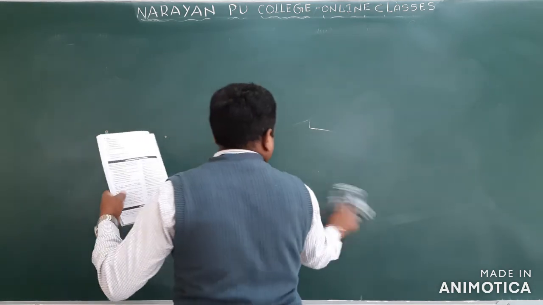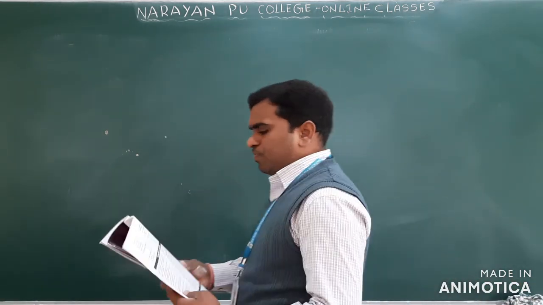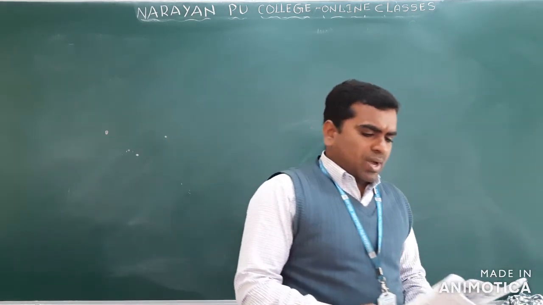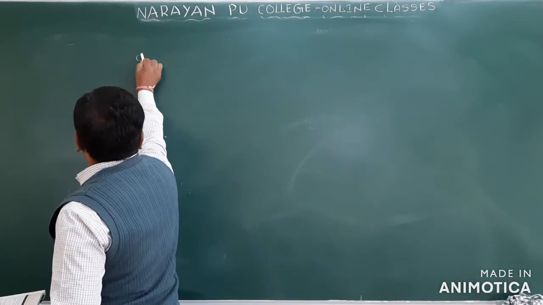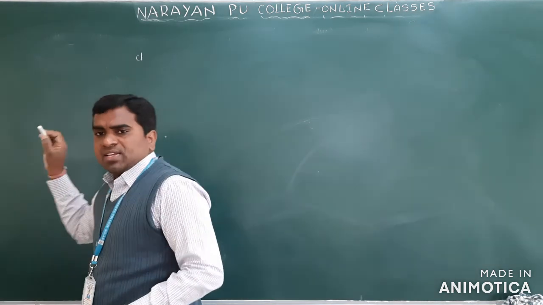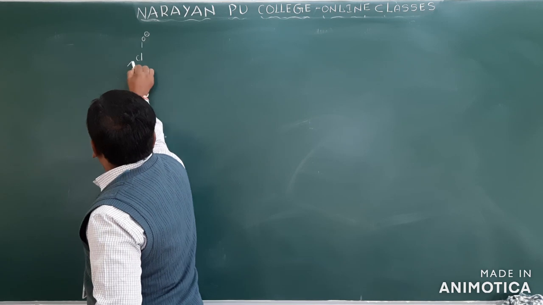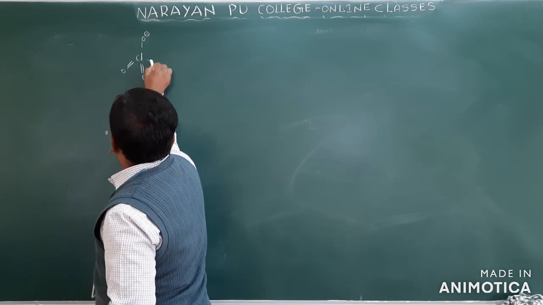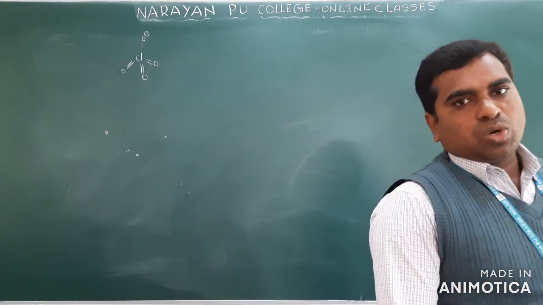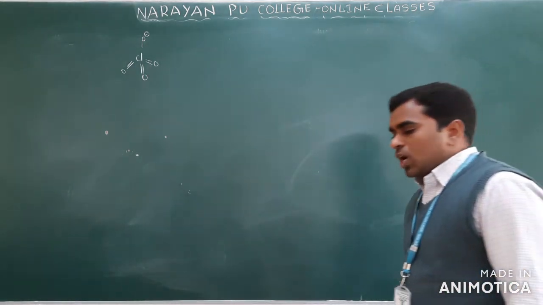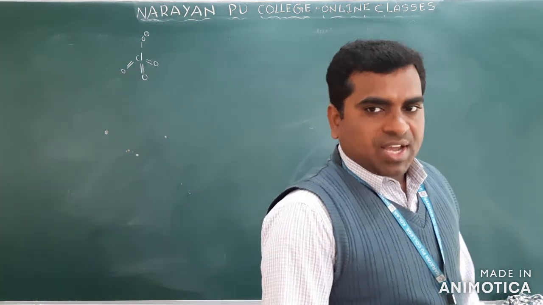ClO4 minus. Clear? ClO4 minus, and we have SO4 2 minus, CO3 2 minus. If you write the structures, we can easily identify. ClO4 minus means this is the structure: double bond O, double bond O, and double bond O. Chlorine belongs to which group? 7th group. 7th group means chlorine can form maximum how many bonds? 7 bonds it can form.